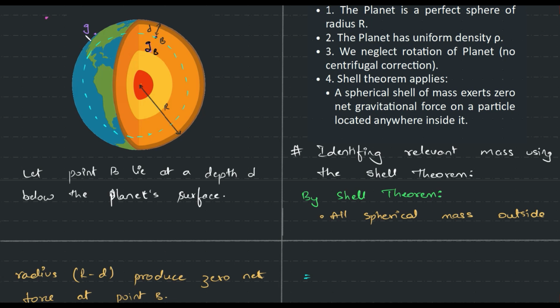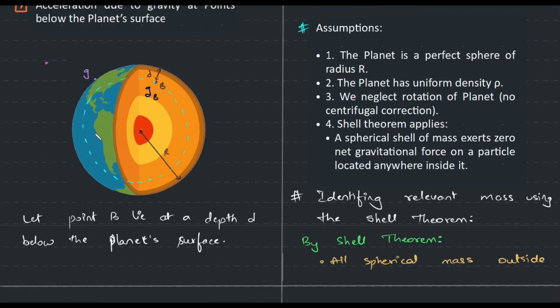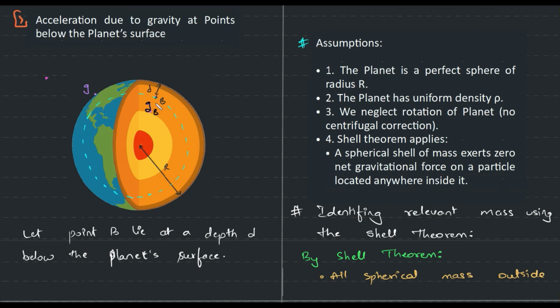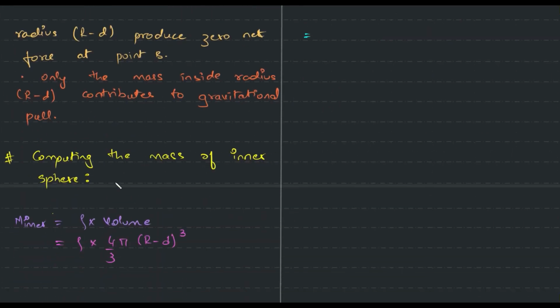This is gb, and this is acceleration due to gravity on the surface, g. So we need to express gb in terms of g. That being the case, we need to re-express this inner mass in terms of the mass of the outer. So all I have to do is multiply and divide with r cube. So 4 by 3 pi rho r cube will give me the mass of the planet, and the remaining term is r minus d the whole cube divided by r cube.